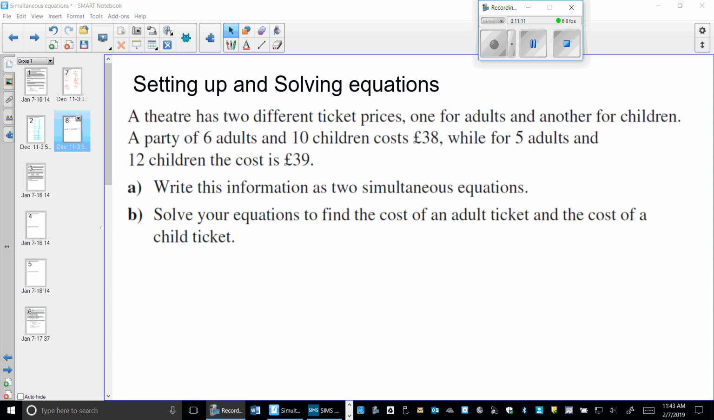So, a theatre has two different price tickets, one for adults and another for children. A party of 6 adults and 10 children costs £38, while for 5 adults and 12 children the cost is £39. Write this information as two simultaneous equations. I'm hoping there's some logic here. If I called the cost of the adult tickets A and the cost of the child tickets C, well, that's my gut feeling.